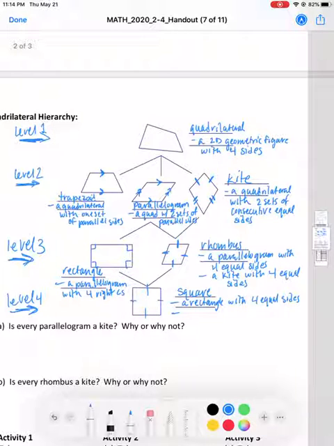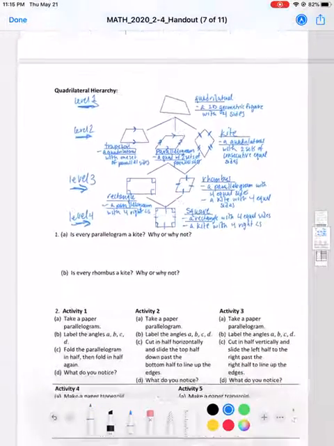There's our 4 equal sides. It's a kite with 4 right angles. That's what squares can be. All right, so that's our hierarchy.